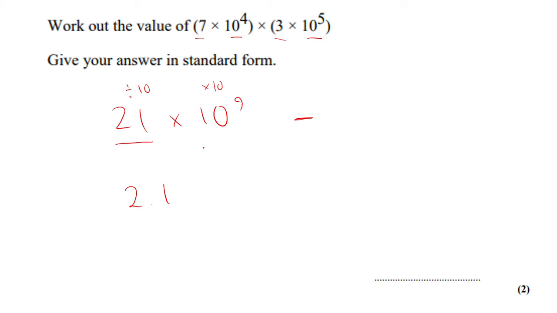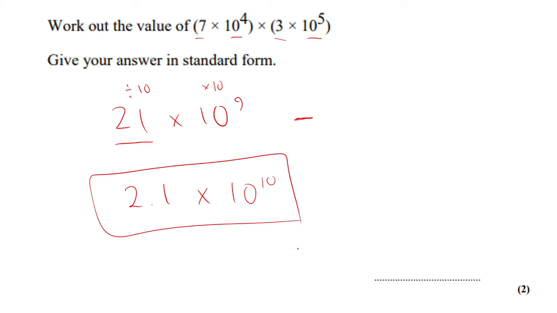Okay, so I've got to do 10 to the power of 9 multiplied by 10, so 10 to the power of 9 multiplied by 10 to the power of 1. We add the powers together, so it'll be 10 to the power of 10. And now that's in standard form.